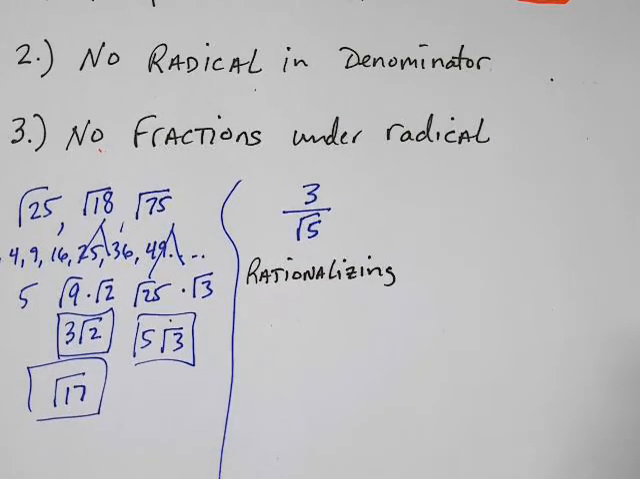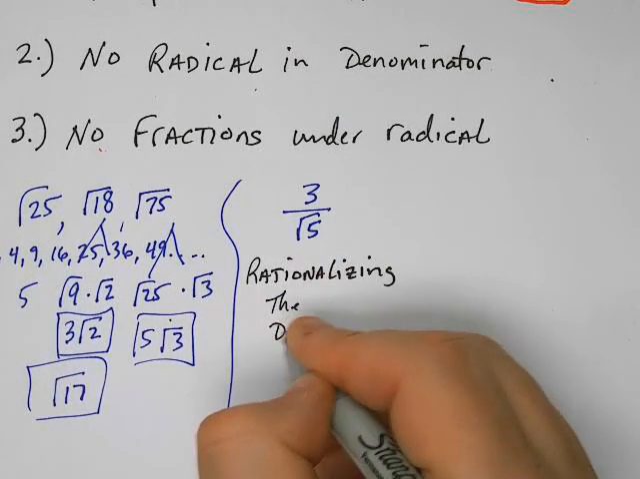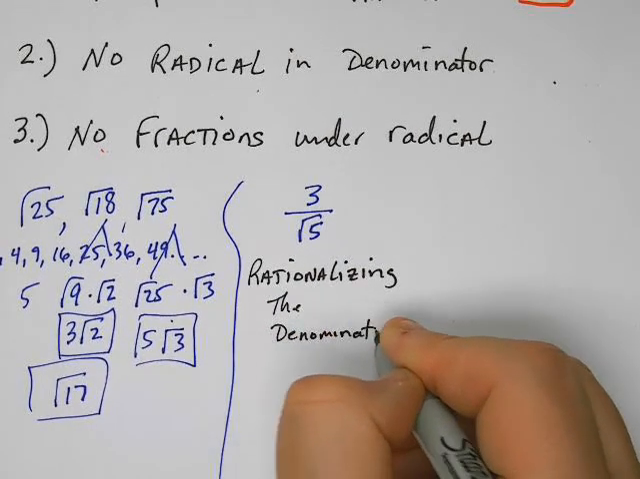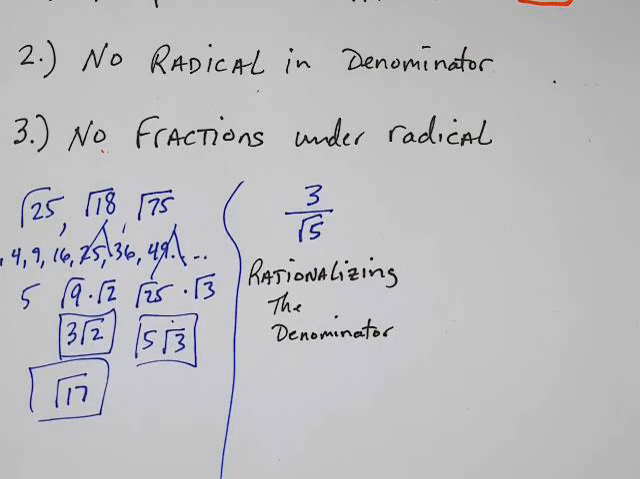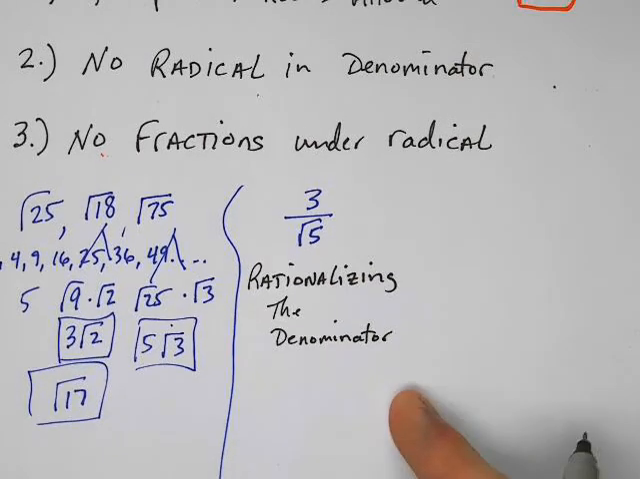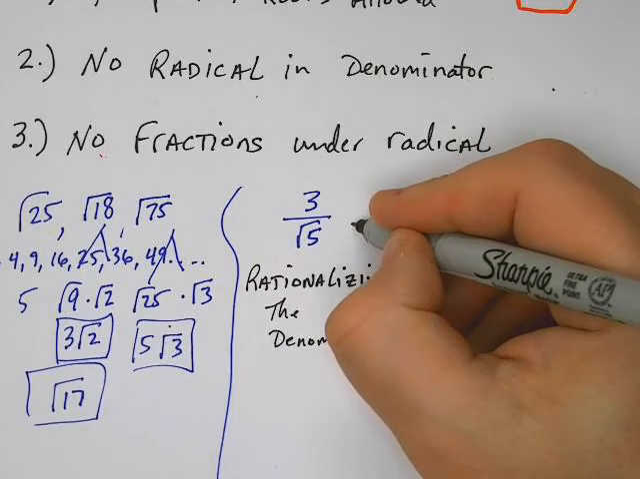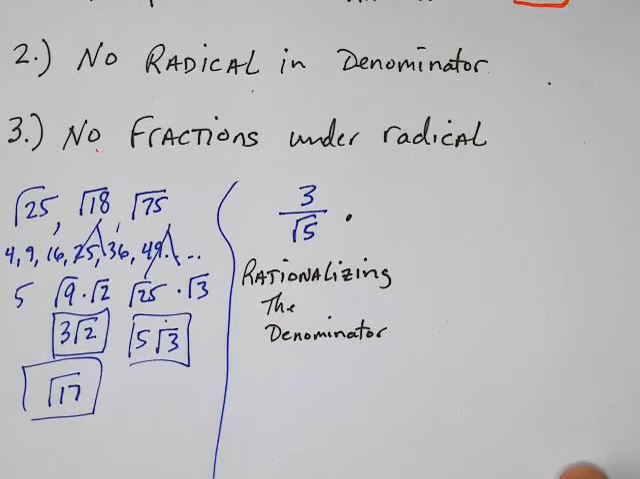It's a big word: rationalizing the denominator. So if you ever look on YouTube for videos, that's the phrase. It's called rationalizing the denominator. What it means is we have to eliminate the radical sign in the denominator. Now I'm going to tell you how to do it, and then I'm going to go back and show you why it works.